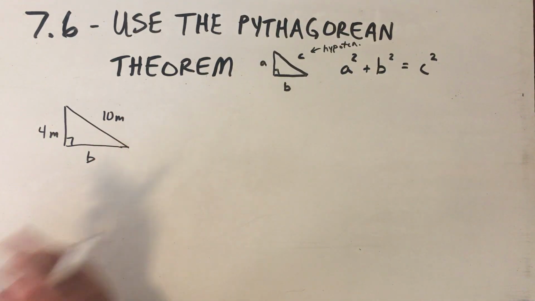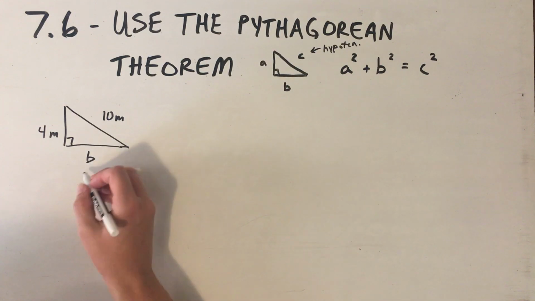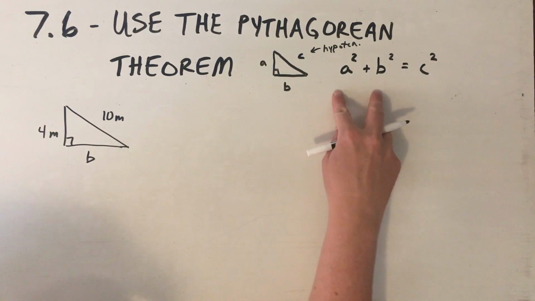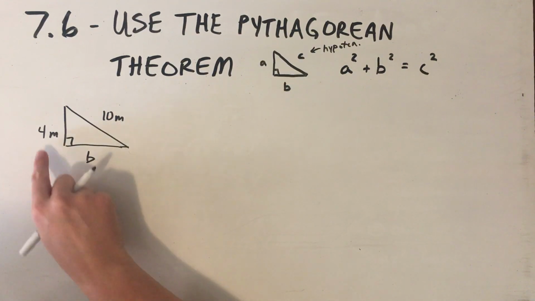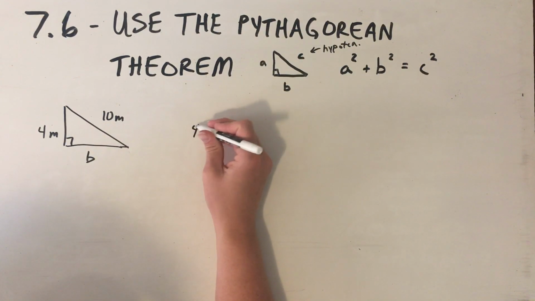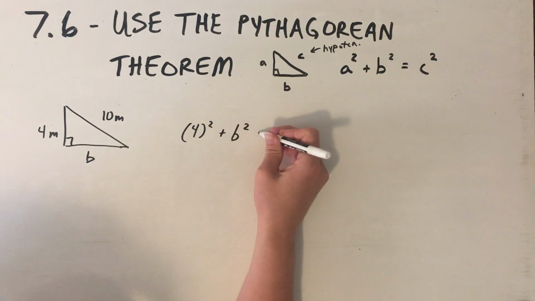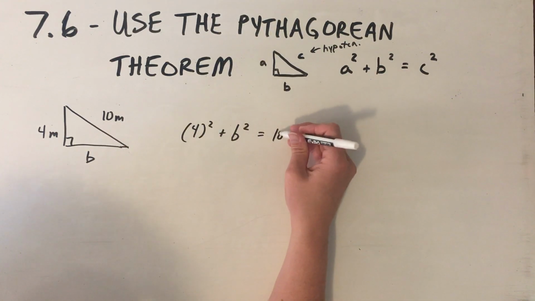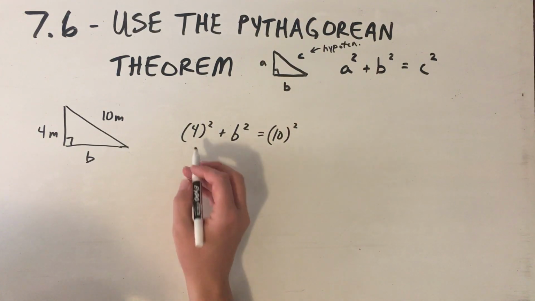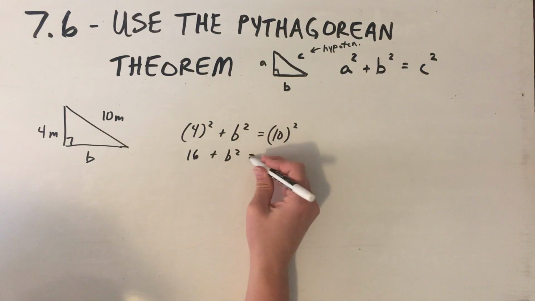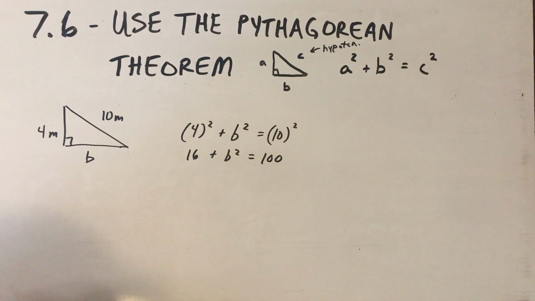So it could be something as simple as you're just given a triangle and you are supposed to find the length of the missing side. So in this case, again, B is what we're looking for. So I'm going to plug everything I know into this Pythagorean theorem. So 4 would be A. So we've got a squared plus b squared is going to be equal to c squared, which is 10. So 4 squared is 16, plus b squared is going to be equal to 100.